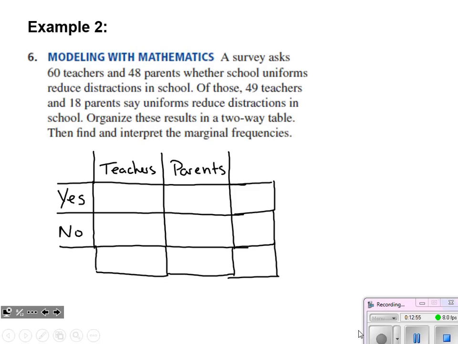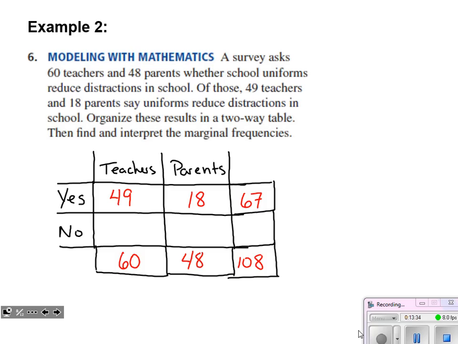Okay, 60 teachers and 48 parents. So that's total number of teachers is 60, 48 parents total. That's 108 total responses to this survey. So we can fill that in. 49 teachers say that uniforms do reduce distractions. So that would be a 49 for teachers voting yes, 18 for parents voting yes. That means that there are, what is that going to be? 67 total yes votes.